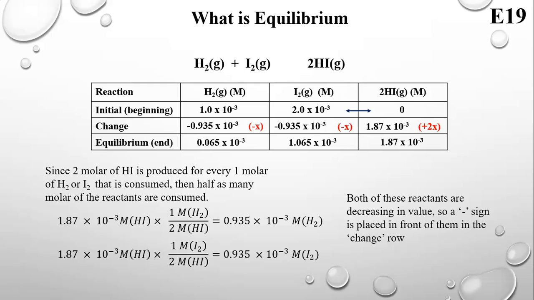Now you actually have a number. There's no more algebra to be done here. You actually have a number that you can calculate for equilibrium. For H2 and I2, it's 1.0 times 10 to the minus 3 minus 0.935 times 10 to the minus 3. And that will end up giving you 0.065 times 10 to the minus 3 for those two reactants. All right, so now that you know that, you can go ahead and calculate the equilibrium constant. So study those numbers before you go on to the next slide or continue with the video.